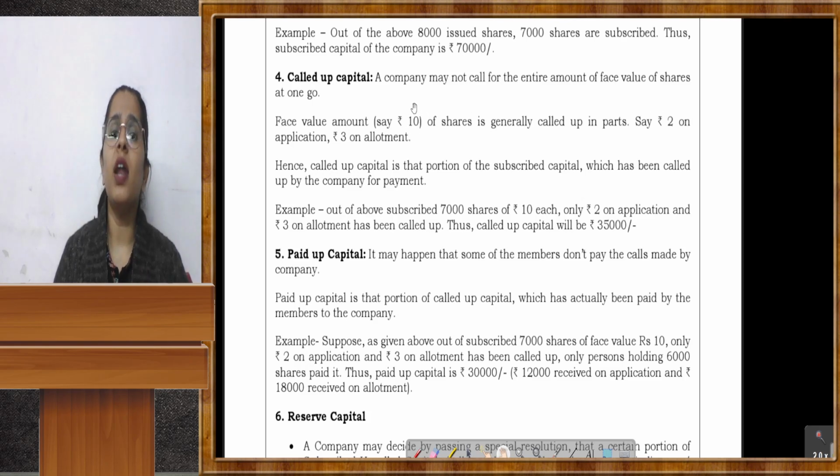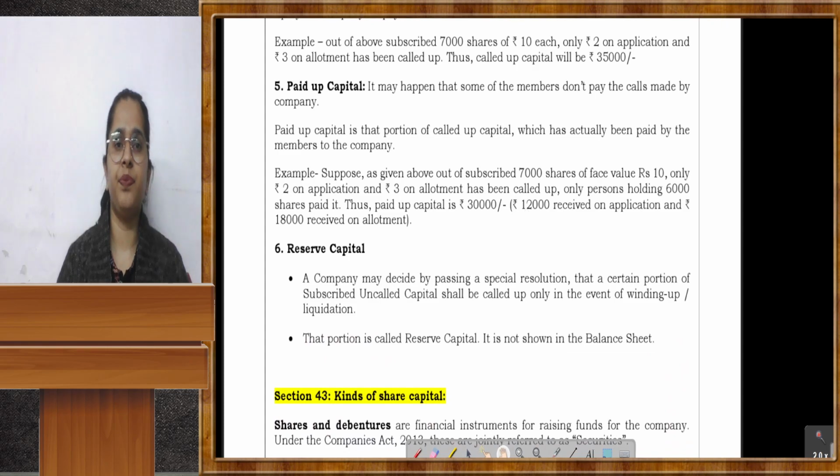Okay, so whatever amount of the face value has been called up by the company is known as called up capital. So see, it is given here that face value is 10 rupees. So 2 rupees the company can call on application, then 3 on allotment. So if for 7,000 shares, 2 on application and 3 on allotment has been called up, it means a total of 5 rupees has been called up. So called up capital is 7,000 multiplied by 5, 35,000. So the part of the subscribed capital which the company has actually called is known as called up capital.